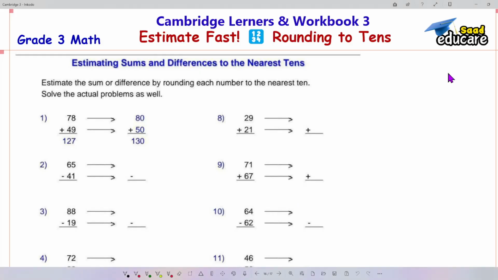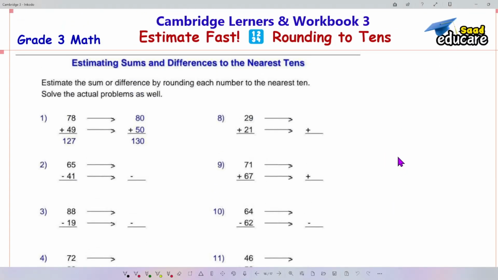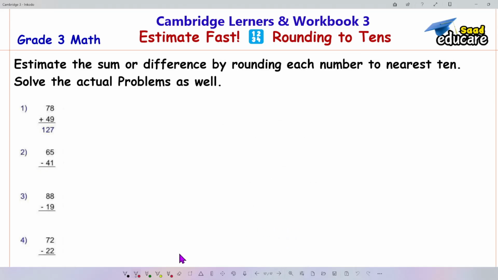Solving exactly. Let's start. Here is total 14 math. We have to find the exact value and the estimate when estimating sums and differences. In this part I am trying to solve 7 math. Number 1 already mentioned the exact value. So what is the estimate value?